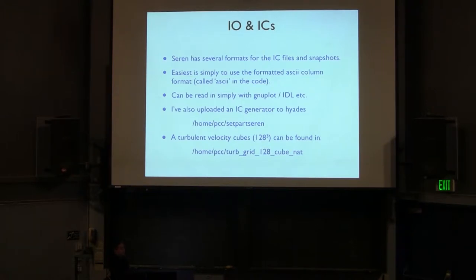CERN does come with an IC generator. It's described in the user manual. You can run it to create various initial conditions, and by combining the different initial condition generators, you can create the initial conditions that you want. I've also uploaded a very simple IC generator onto Hades. It's in my home space. I'll check the permissions during lunchtime as well. You're free to use it, play with it, download it yourself, and maybe add some features to it. There are also some turbulent cubes available in this directory, which can be read by this initial condition generator if you wanted to create a turbulent box for doing some turbulence and maybe some star formation inside. Okay. So that'll be there.